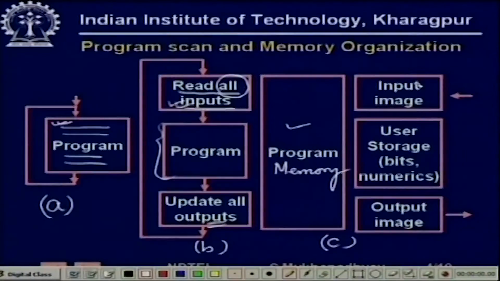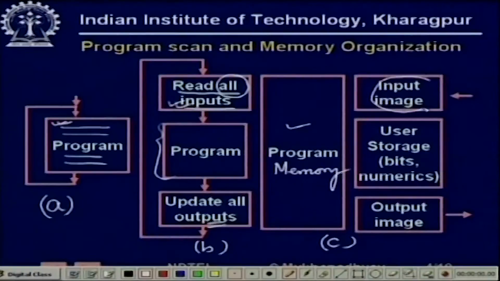Then you have what is known as an input image. When the inputs are read, for the program logic evaluation, these input values will have to be read from time to time during the evaluation of the logic. So, therefore, they have to be necessarily stored in memory. Where the input values are stored is called an input image. So, this is the second use of the memory.